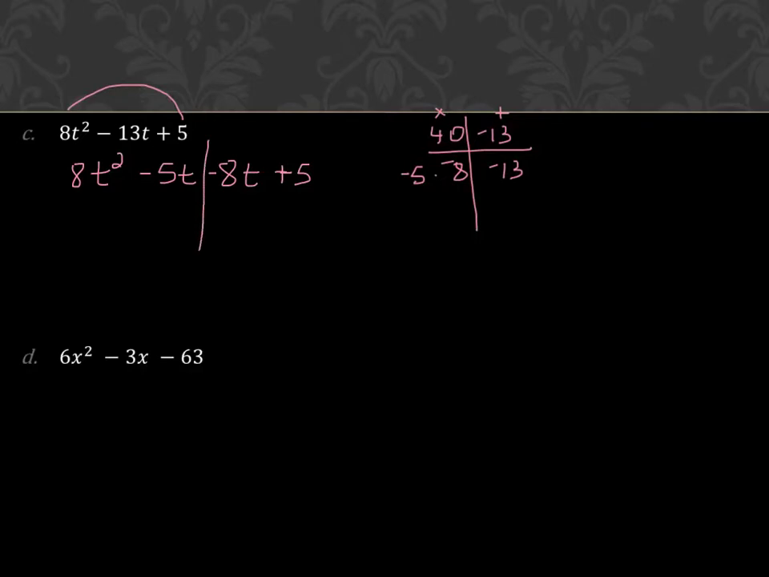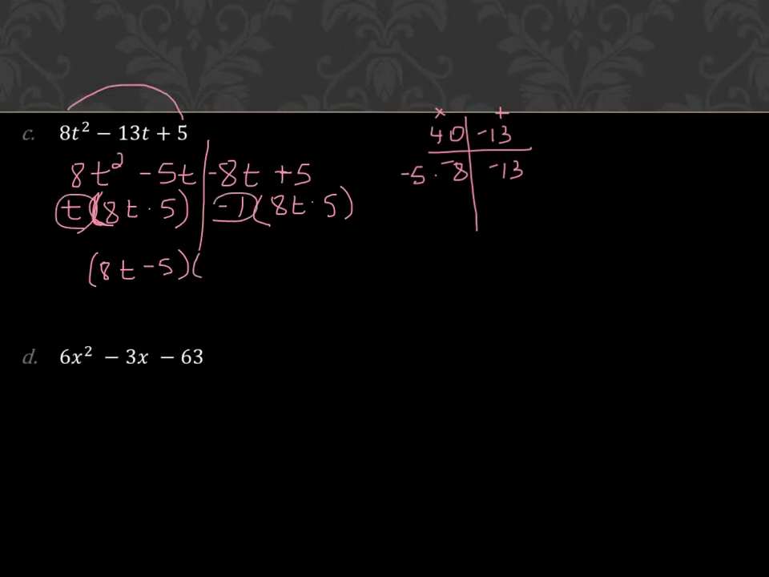Break that up into two groups. So it's going to be t times 8t minus 5. And then on this next one, there's nothing in common. There's a negative in the front, so I'm going to pull out a negative 1, which is going to give me 8t minus 5. So they have a common 8t minus 5, and my other factor would be t minus 1.